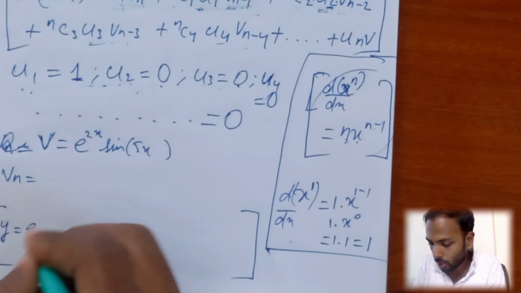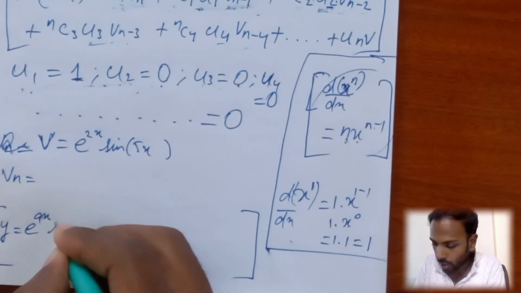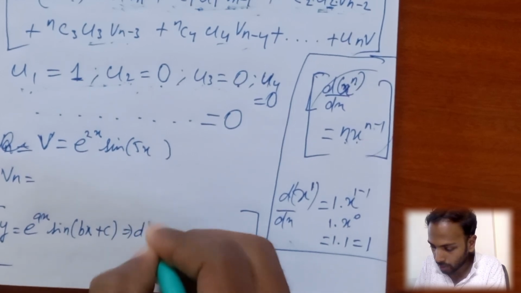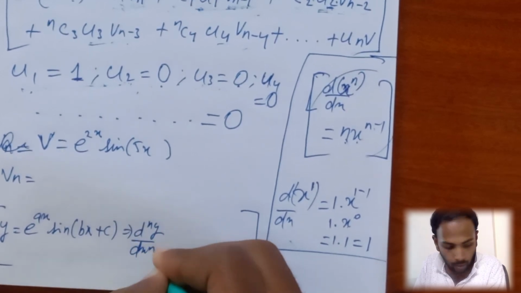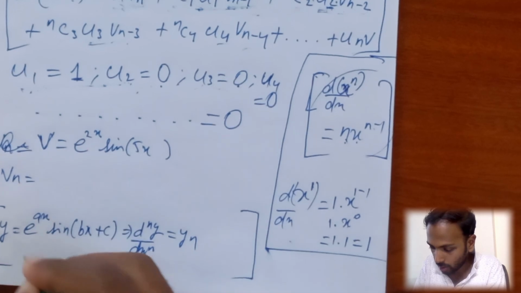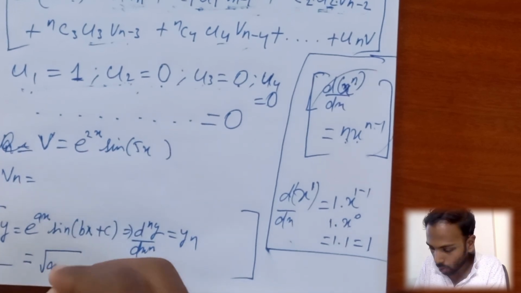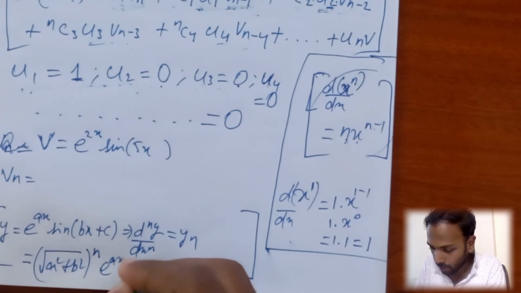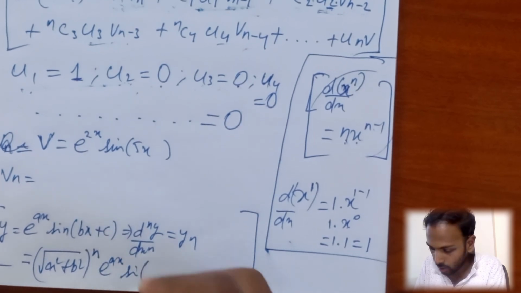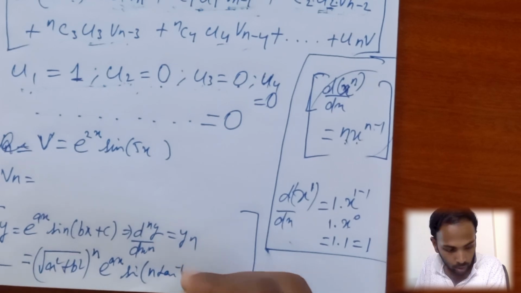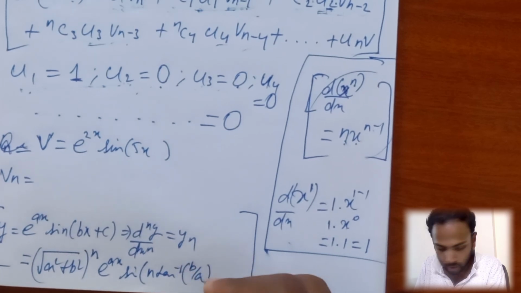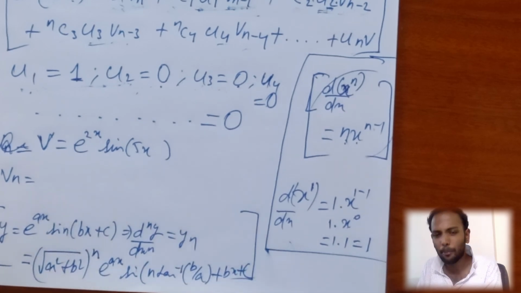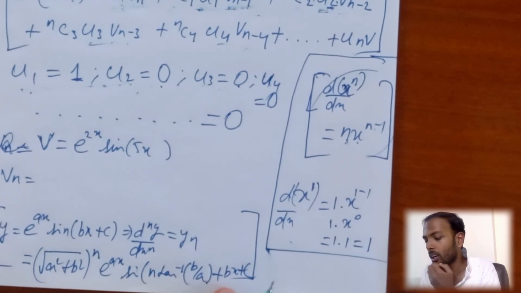So if y is equal to e power ax into sine of bx plus c, that implies that the nth derivative would be root over a square plus b square power n, e power ax, sine of n into tan inverse of b by a, plus bx plus c. Okay, this is a big formula. There was no space here. I'm so sorry for that, but it's okay.